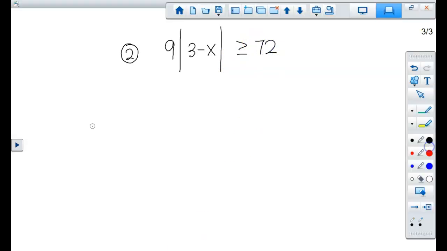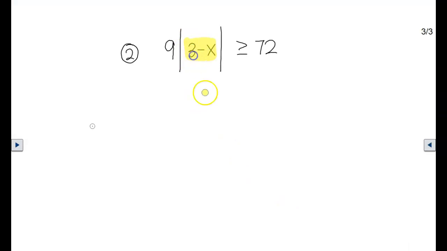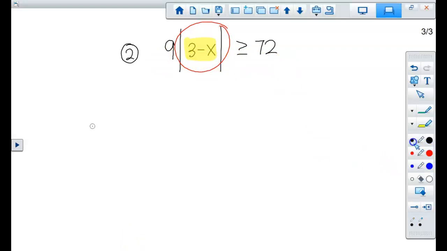All right, next up, let's look at 9 times the absolute value of 3 minus x is greater than or equal to 72. Now, in this problem, I am taking the absolute value of 3 minus x, which means that this is my distance. Now this says that 9 times that distance is greater than or equal to 72. So I want you to notice this problem has stuff that is sitting outside of the absolute value. Something is happening to that absolute value. So I have to isolate it first.